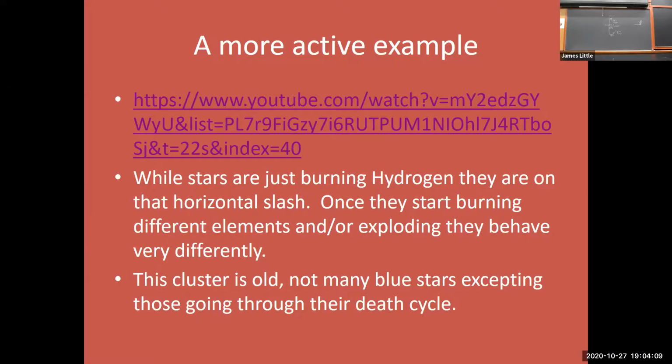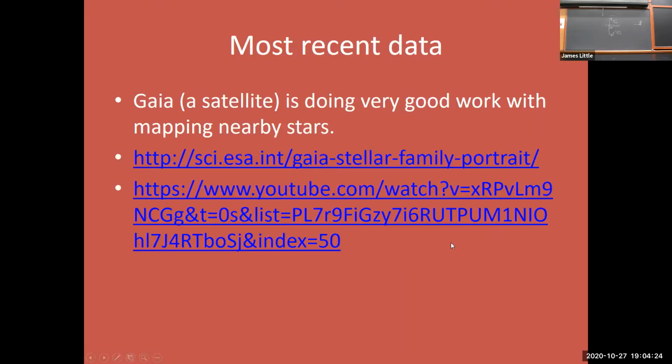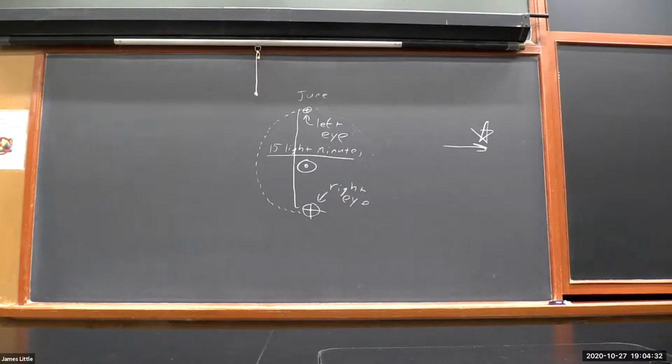When stars are just burning hydrogen, they're on the horizontal slash that goes from the top left to the bottom right. Once they start burning the different elements, or exploding, they behave very differently. Gaia is doing very good work with mapping nearby stars. So here's more beautiful and interesting data for you to consider.